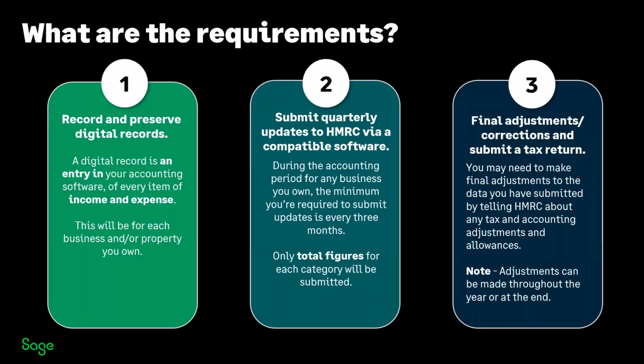Although you can make adjustments throughout, you may need to check if any final adjustments are needed or you may need to claim any applicable relief, and this can be done at this point. Once all the checks have been done, you then submit a final tax return, confirming everything that has been submitted is to the best of your knowledge.